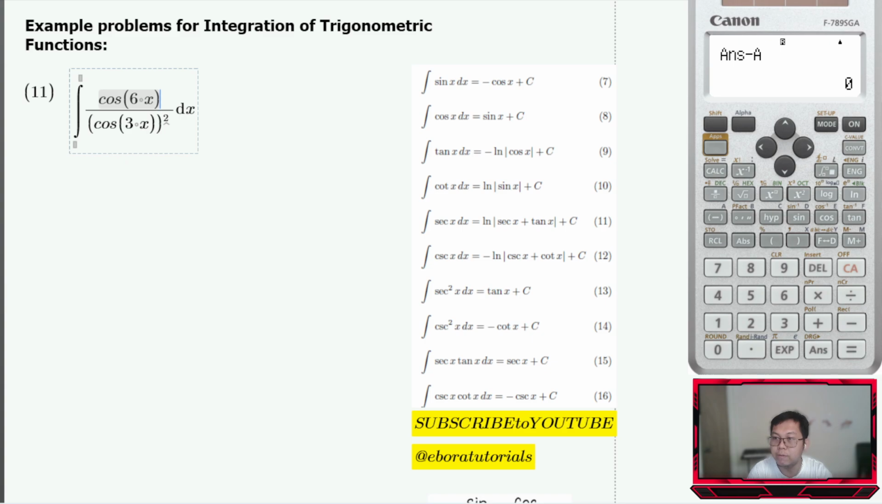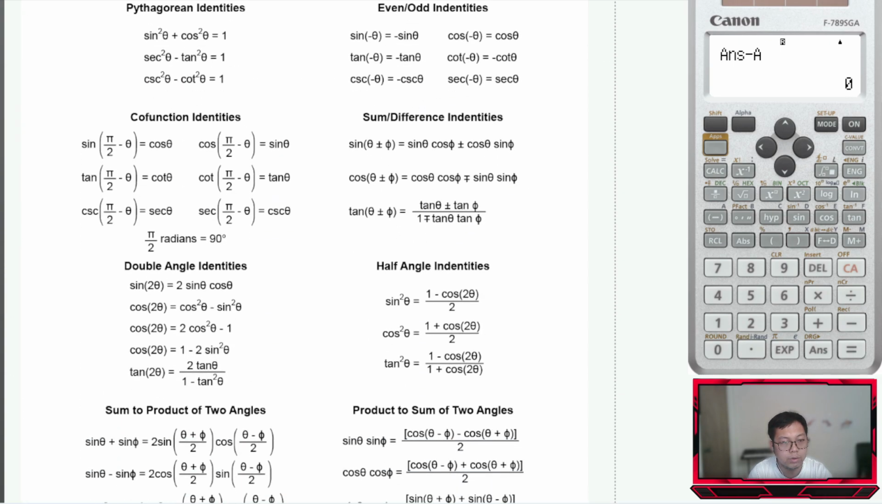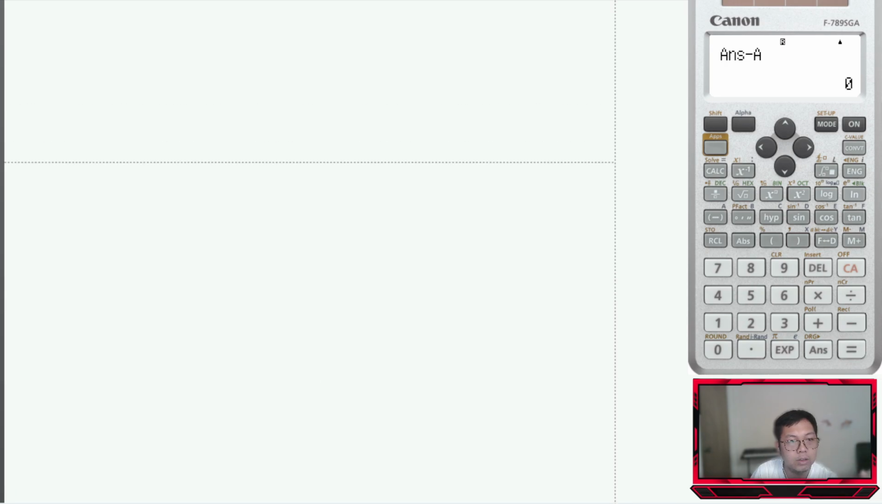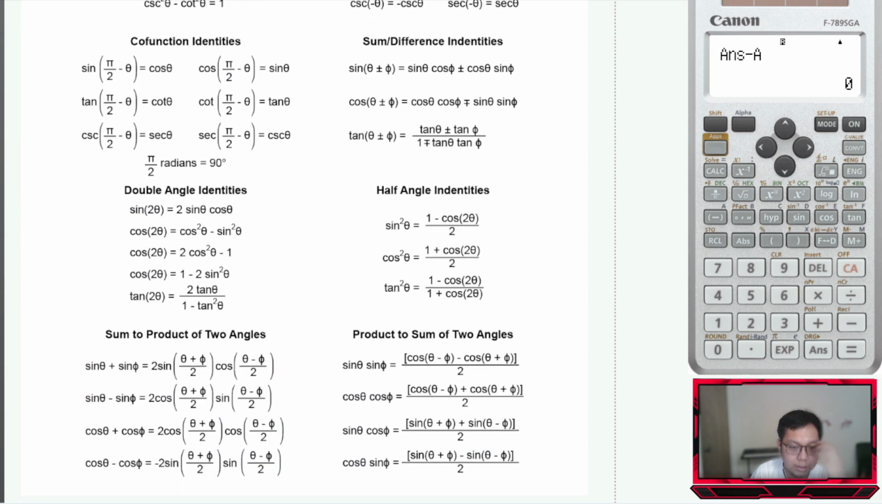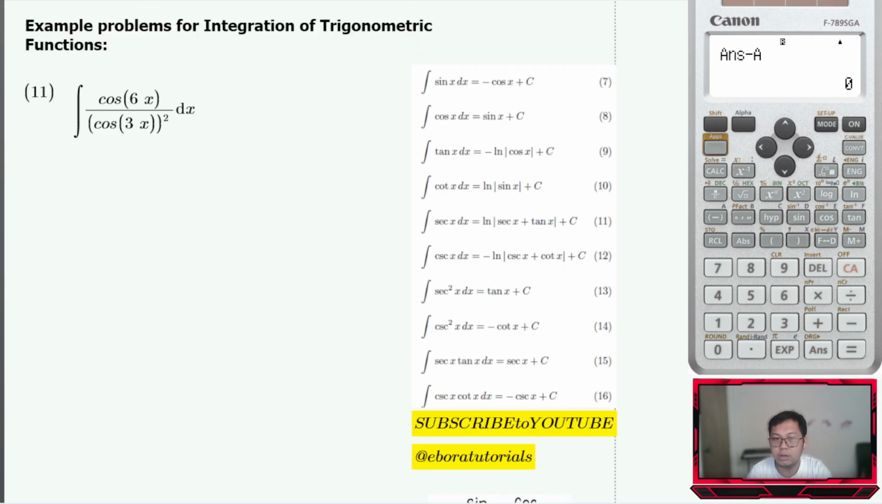So, hanap tayo dito, half angle, no? So, saan ba dito? I mean, double angle pala. So, double angle. So, from this one, ano ba to? Cosine. So, I think, ang magandang gamitin is ito. Diba? Ang cosine 2 theta or ang cosine 6x magiging cosine theta or cosine 3x. So, ito yung gagamitin natin. Actually, ito din yung ginamit natin sa problem number 8. You can actually check the previous videos.